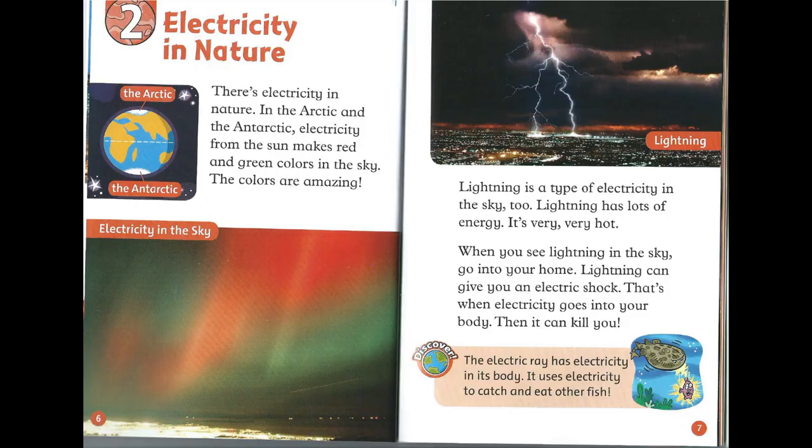Chapter 2. Electricity in Nature. There's electricity in nature. In the Arctic and the Antarctic, electricity from the sun makes red and green colors in the sky. The colors are amazing.